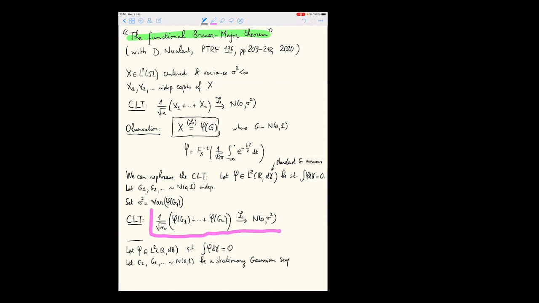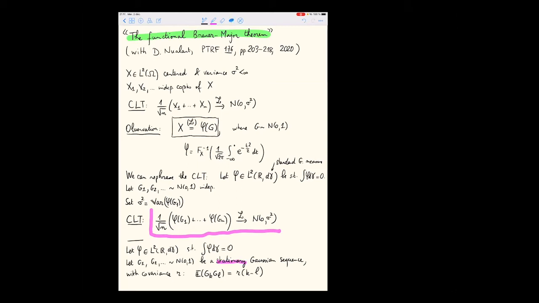And so let me call R the covariance. So with covariance R. It just means in this context that the covariance of G_k and G_l is just R(k minus l). This is what I mean by covariance R. So here my new assumption is that this is stationary.